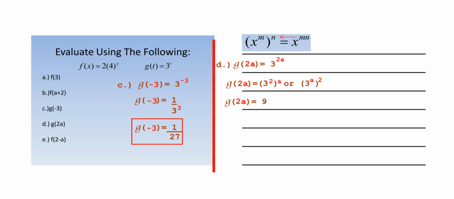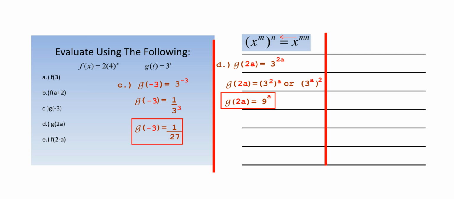So G of 2a, using the first format, 3 squared gives us 9, 3 times 3 gives us 9. And then it's raised to the power of a. And from here we can't simplify any further. So this is technically our final result. So we may not always get a number value, sometimes we get another expression. So G of 2a equals 9 to the power of a. Or in the old style we would say y equals 9 to the power of a. Once again, G of 2a equals 9 to the power of a.